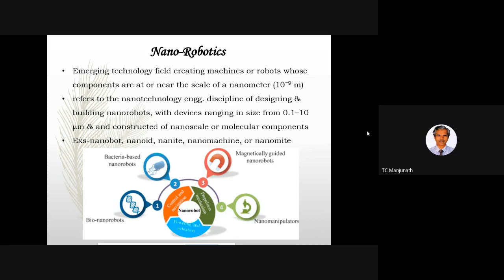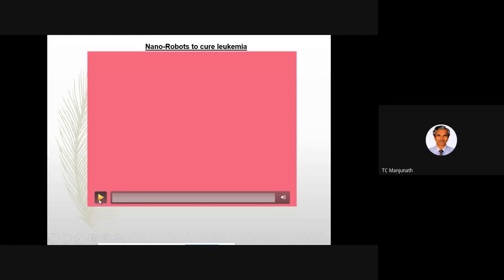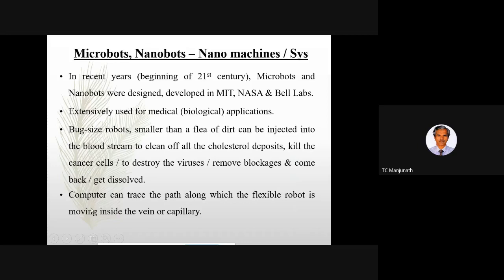this nanorobotics concept. See, as the technology improves, nano will become pico, because still the technology is only at the nano level. The more silicon transistors get etched onto a single chip, the more the technology improves and memory size increases, thereby it comes to the pico level. And from there, it becomes what you call the singularity level, beyond which you cannot cut down a particle to any smaller size, right? One video I'm showing is of nanorobots to cure leukemia, nanorobots to cure the leukemia disease.